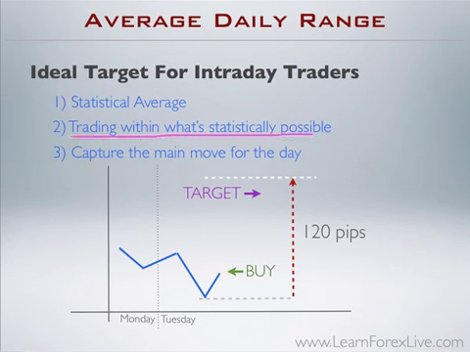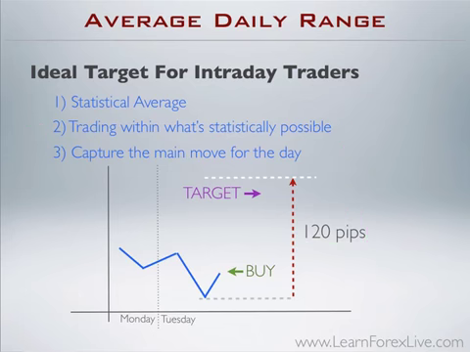But actually it has a second benefit, and that's to help us capture the main move for the day. And again, we are going to use exactly the same line of thought here, the same train of thought. If we know that from a statistical point of view, the euro against the American dollar moves 120 pips, as we've already established, we don't want to shoot for 130 or 140 or 150, etc., etc. We don't want to do that.